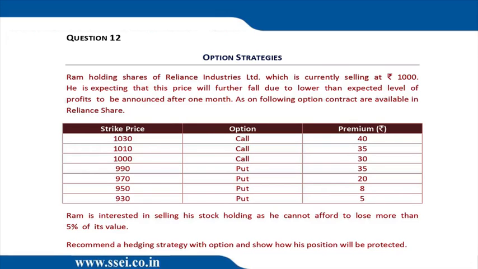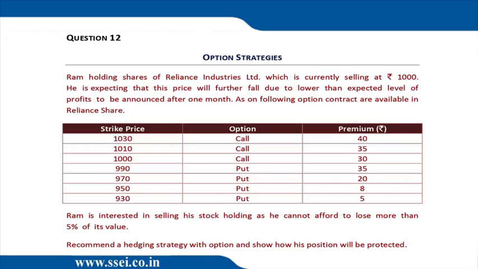Ram is holding shares of Reliance, which is currently selling at 1000. He's expecting the price to fall because of poor results. The following option contracts are available. Ram is interested in selling the stock holding as he cannot afford to lose more than 5% of the value. So he wants a protection 5% below the price. 1000 minus 5% is 950. So he should buy a put option at a strike price of 950. What is the premium? 8 rupees is the premium.